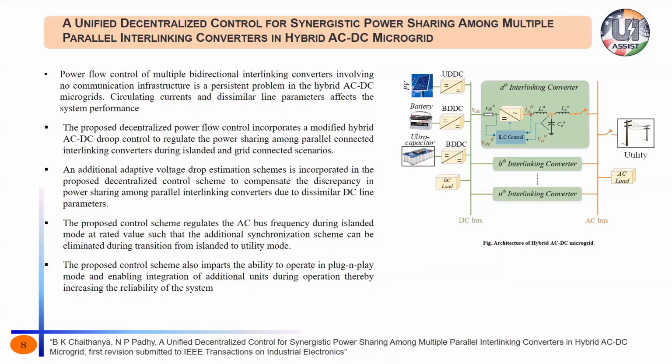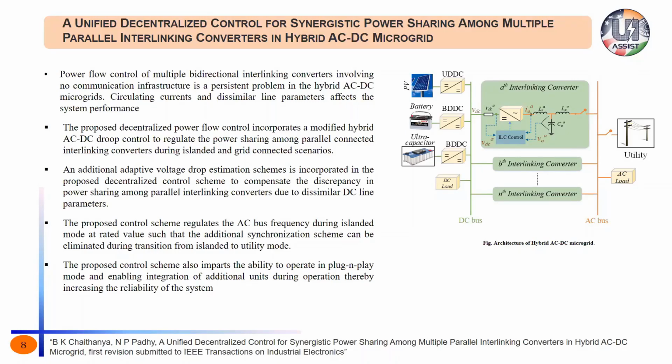The same problem exists in the AC as well as DC line parameters where your interlinking converters are connected. This has not been addressed in the literature to a great extent, because people assume that line resistances between the AC bus and the interlinking converter are almost negligible. The problem when we neglect this is that power sharing may not be equal, and there are chances that circulating currents may flow and damage the system.